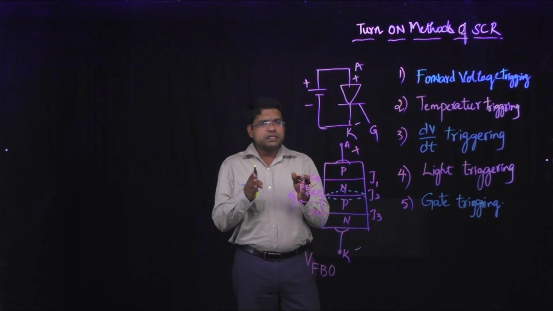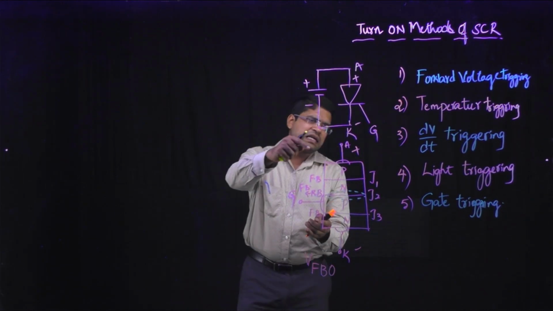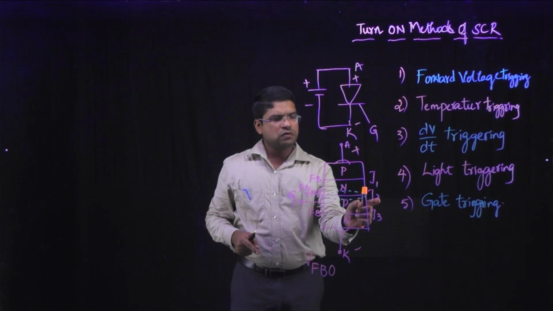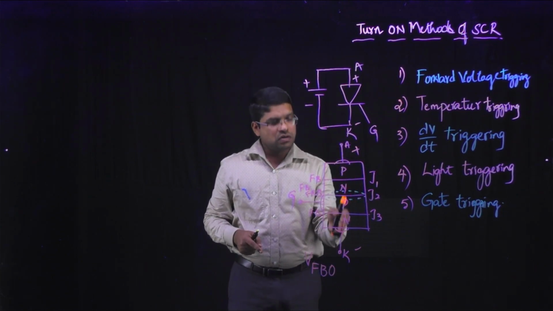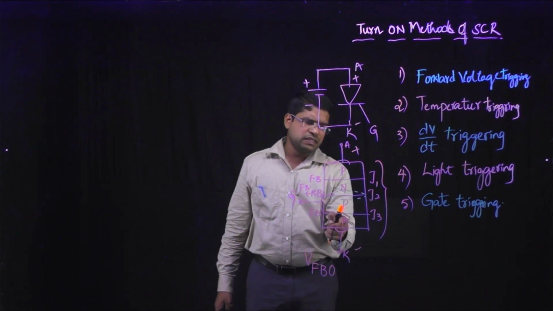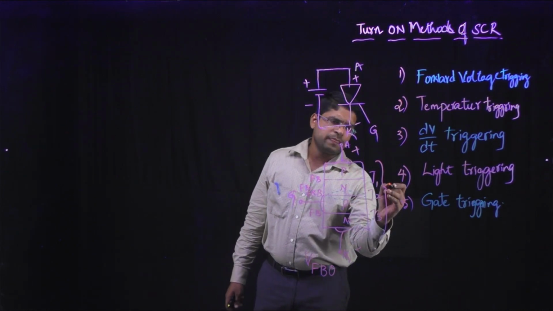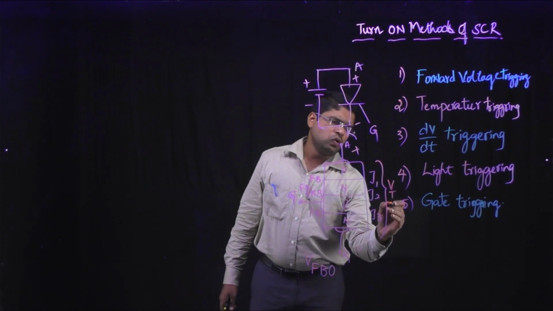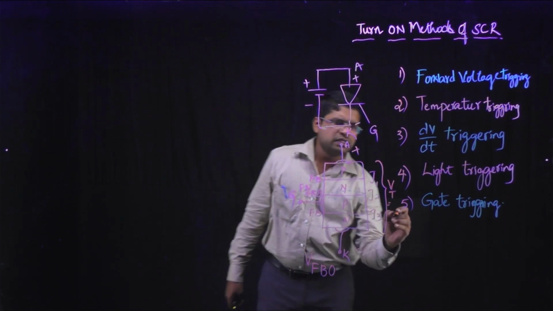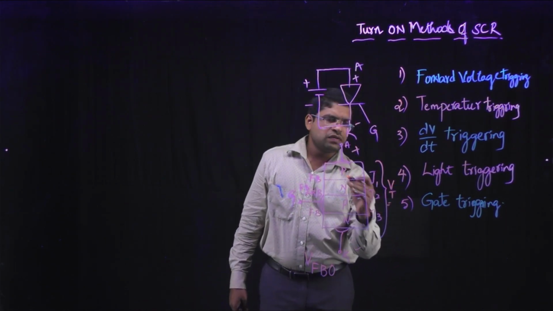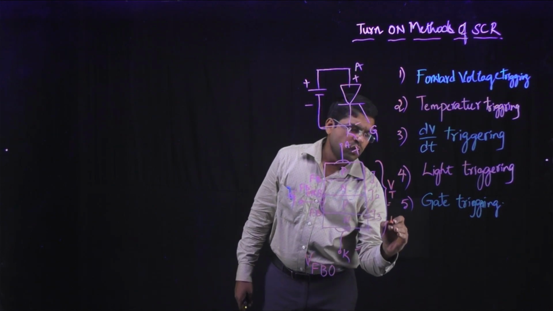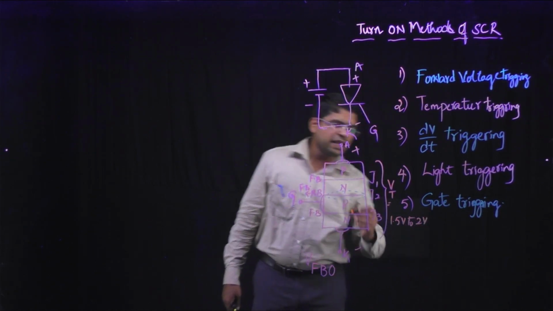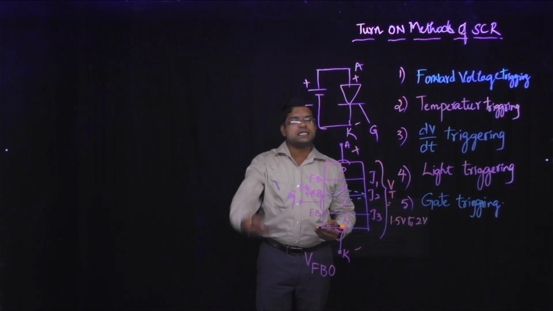Forward voltage triggering means that if we keep increasing the forward voltage applied across anode and cathode, junction J2 will break down, and then the device will be conducted or triggered. Whenever the device is turned on, the voltage across the SCR, which is called VT, is ideally 0. Practically, the voltage across the SCR whenever it is conducting is 1.5 volt to 2 volt. This is the voltage drop across the SCR whenever it is turned on.